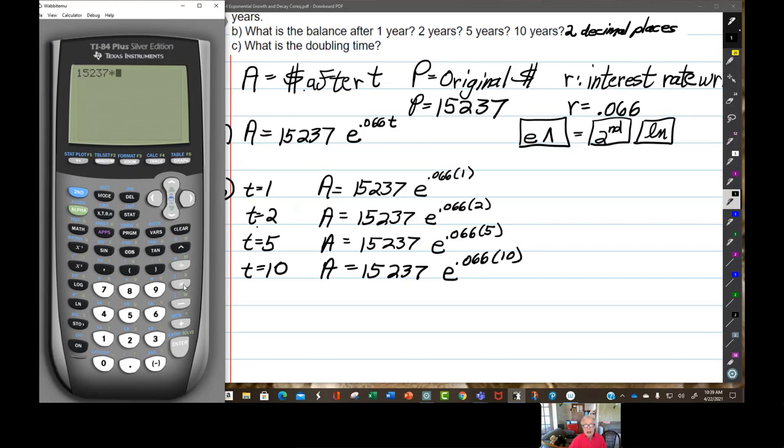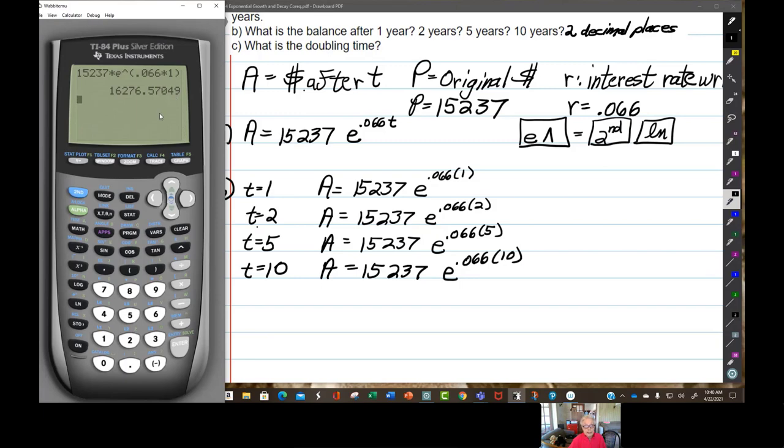I probably don't have to hit times, but I do. Now e to the power, I'm going to get by hitting second ln. And see, I've got the old operating system now, so what that gave me was e caret left parenthesis. And I'm now going to type 0.066 times 1, the year. Close parentheses. Enter. And that's the answer I get, and I have to round to 2 decimal places.